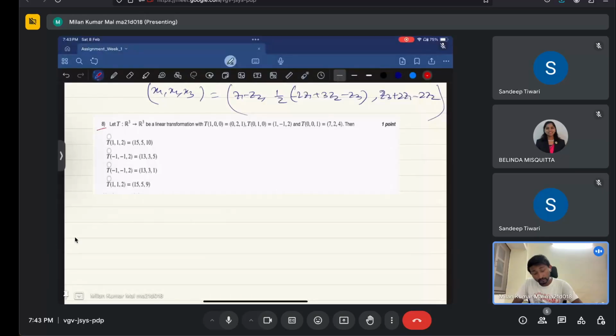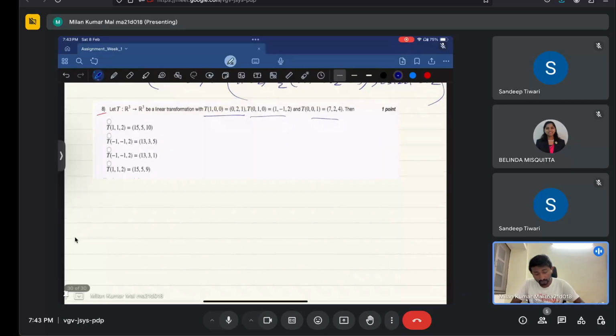Let T be a linear transformation with T(1,0,0), T(0,1,0), T(0,0,1) given. Okay, this is very easy. One can easily check; there is nothing big here. (1,1,2) equals 1 times T(1,0,0) plus 1 times T(0,1,0) plus 2 times T(0,0,1). That's clear because T is a linear transformation, so by linearity one will get this.